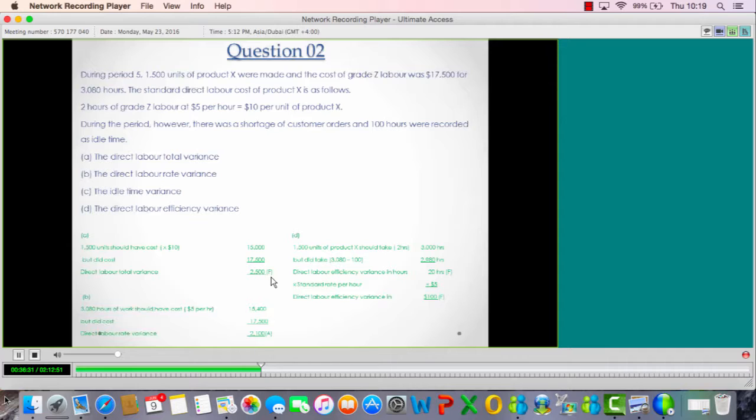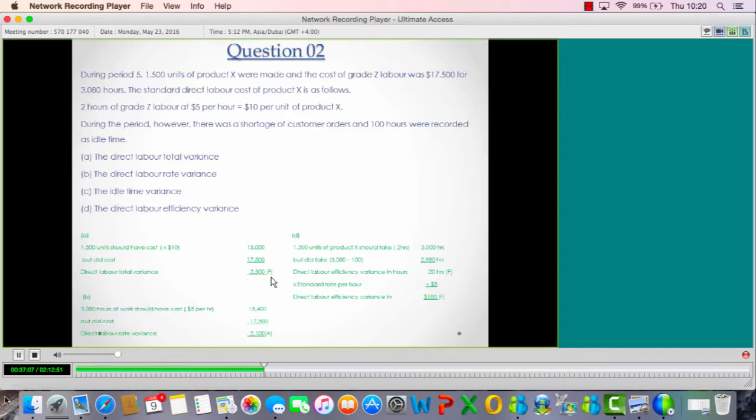So direct labor efficiency, is this the answer you got? Anyone get 100? I got 100 for efficiency. You got it right. I'm not going to explain 2,500 and 2,100 because all of you got those, but I'll explain efficiency because I don't think Noor and Freda got it right. Did you just deduct the idle time?